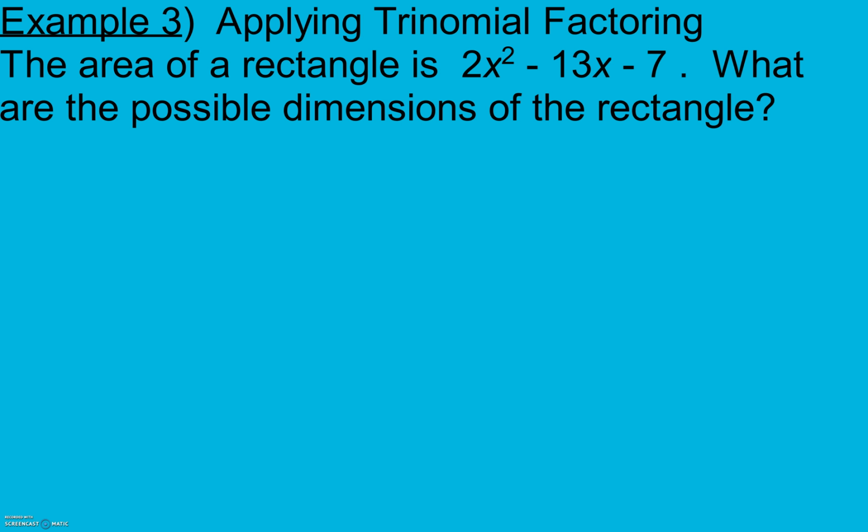In example 3, we're going to be applying trinomial factoring. The area of a rectangle is 2x squared minus 13x minus 7. What are the possible dimensions of the rectangle?